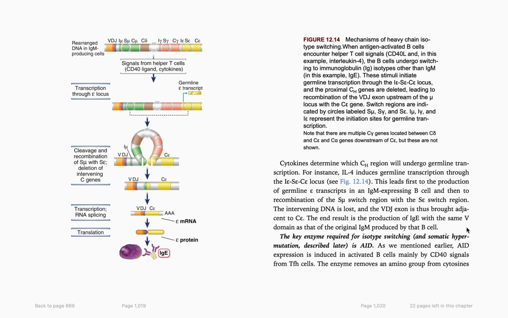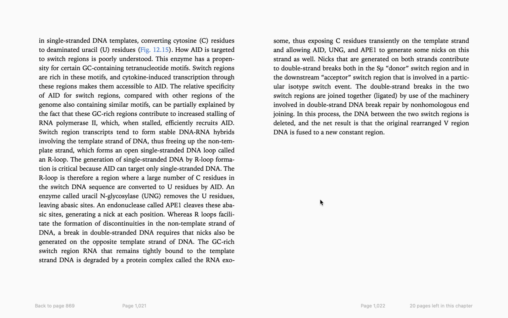The key enzyme required for isotype switching and somatic hypermutation, described later, is AID. As we mentioned earlier, AID expression is induced in activated B cells, mainly by the CD40 ligand signal from T follicular helper cells. The enzyme removes an amino group from the cytosines in a single-stranded DNA template, converting cytosine residues to deaminated uracil residues.